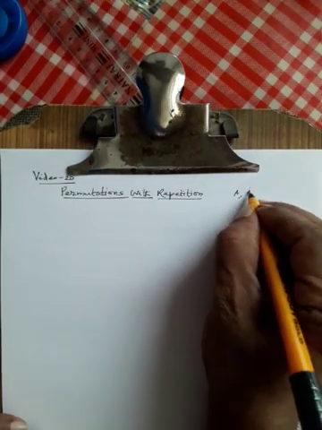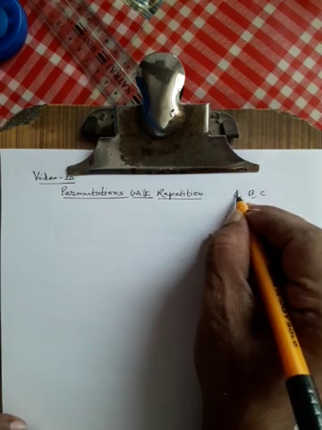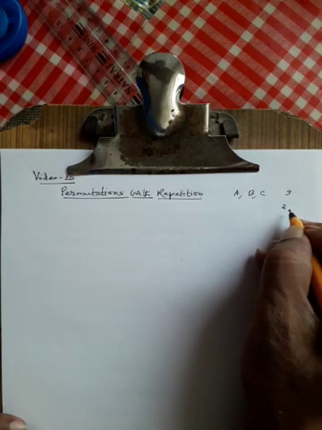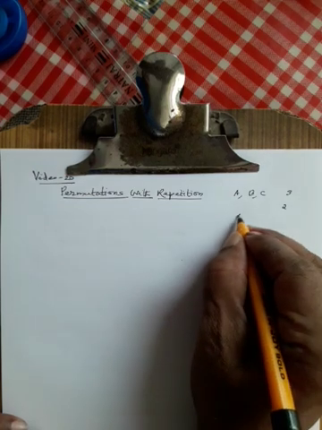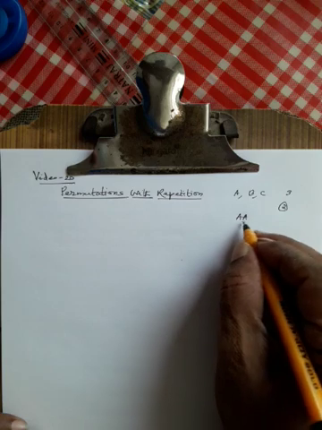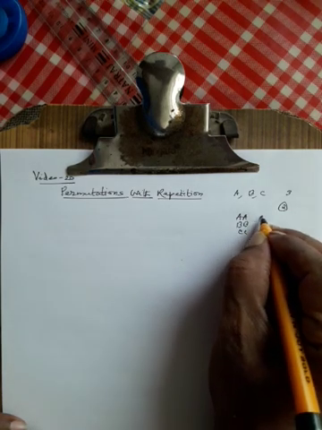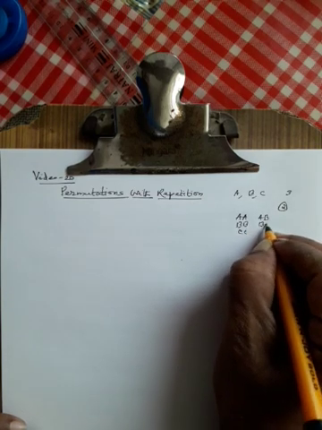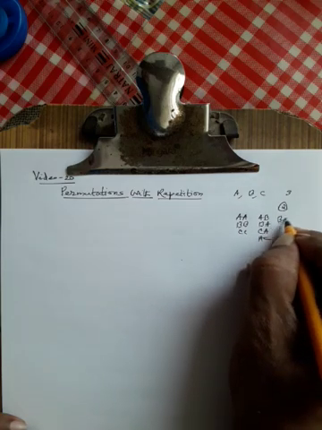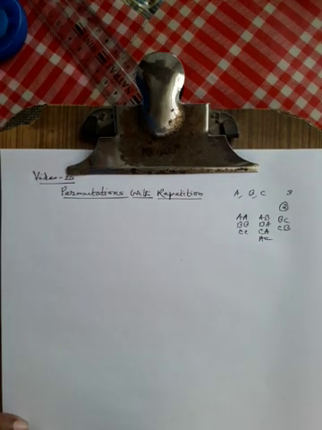Suppose you are given three objects A, B, C, and you want to arrange two at a time, with repetition allowed. That means you can have AA as one arrangement, where both are the same. This is what is called repetition. You can have BB, you can have CC, and then AB is one arrangement, BA, CA, AC, BC, CB, like that.